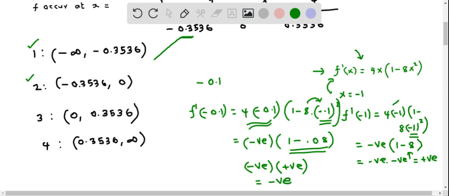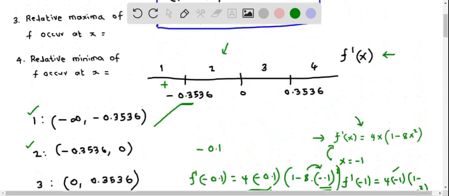So the sign of the first derivative is negative here, so we can mark negative in this second interval, and we will also indicate the slope as going downwards, because whenever the first derivative is negative, the function is decreasing. And once again, it becomes flat at x equals 0.